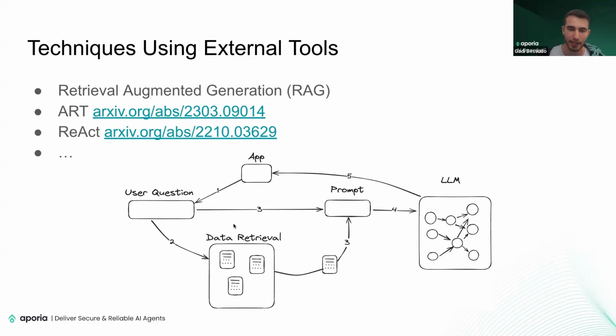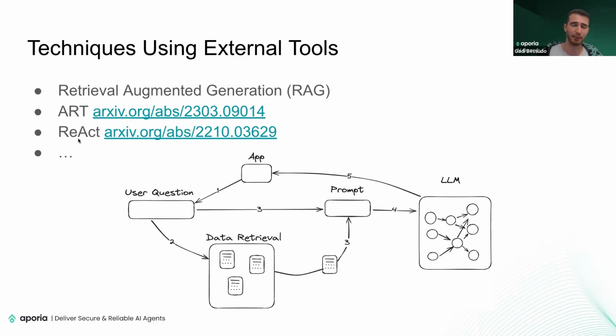And so you minimize hallucinations to a certain degree. So you enrich the prompt, send it to the language model, and get an answer. This is the classic example of using tools. We also have auto reasoning tool usage, ART, and ReAct, which is short for reasoning action.